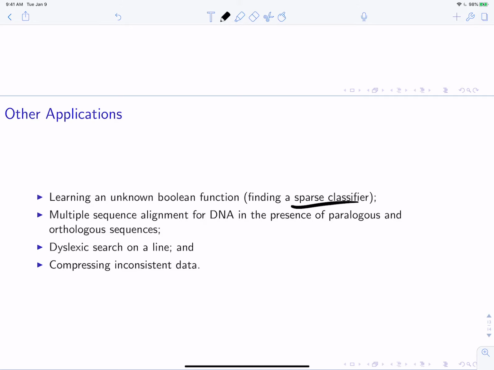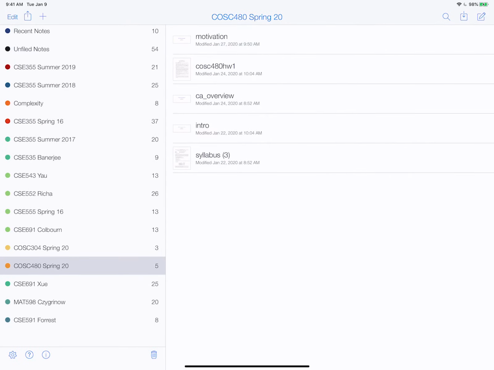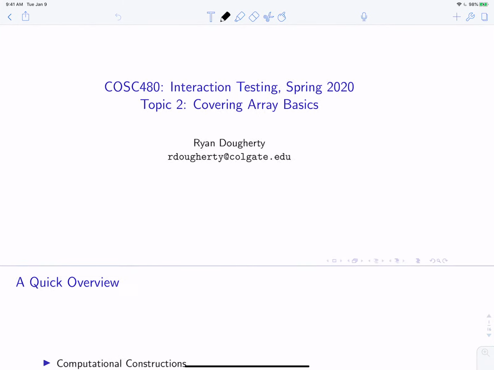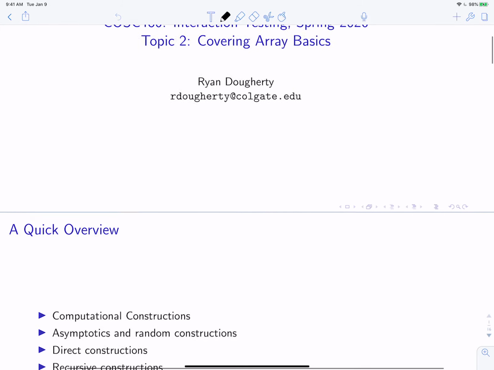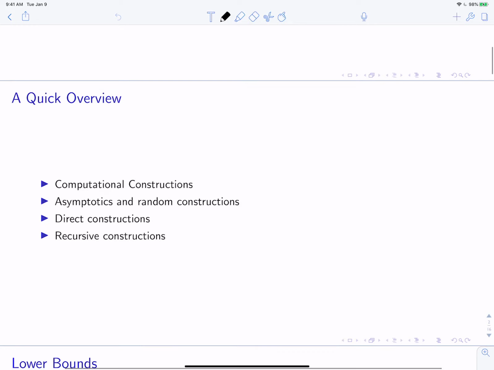Okay, so let's move on to basics of covering arrays. What we're going to do here is talk a lot about the model that we have developed. A covering array has a certain number of rows, a certain strength, a certain number of columns, and every single column has a certain fixed number of values.